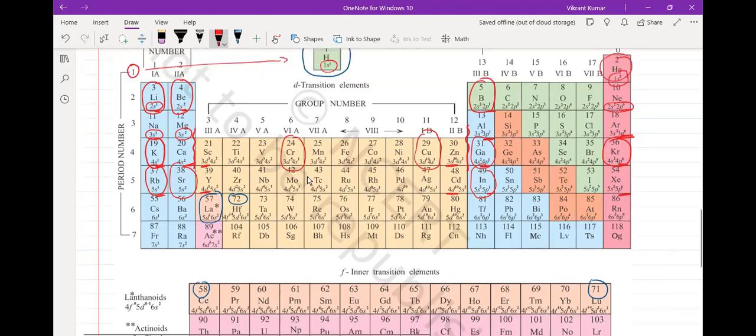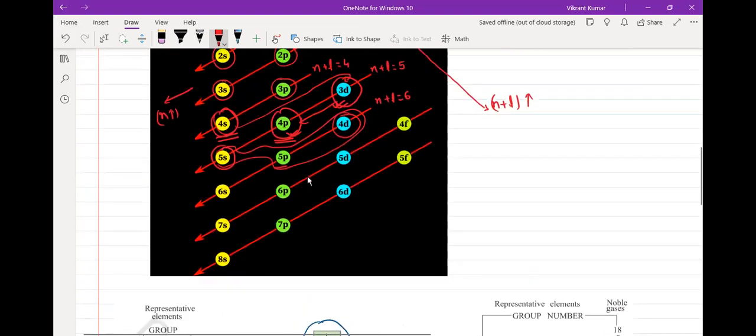If you see the sixth period, 6s will be filled. After that, what will be filled, tell me? After 6s, what should be filled? 4f. 4f. 6s, then 4f, then 5d, and then 6p. That will be the end of the sixth period. So this time the number of subshells getting filled in the sixth period has increased. And that's why the number of elements will also be increasing.